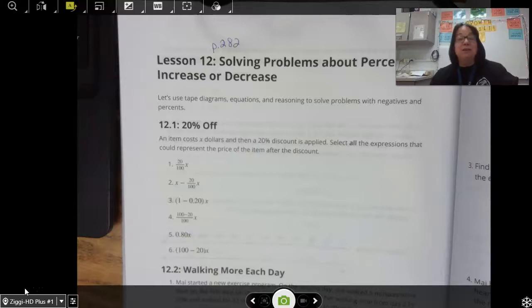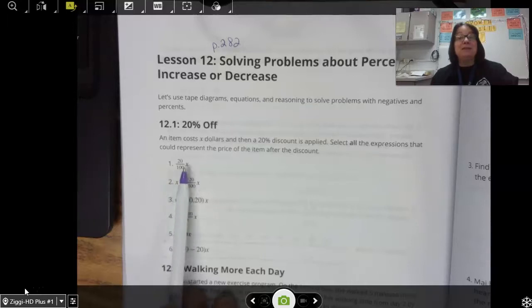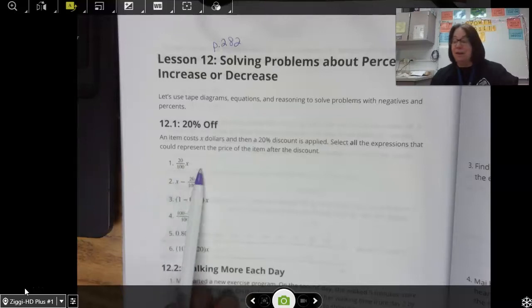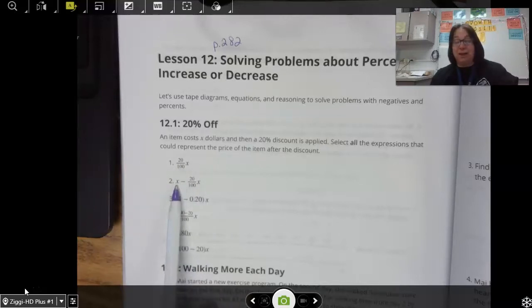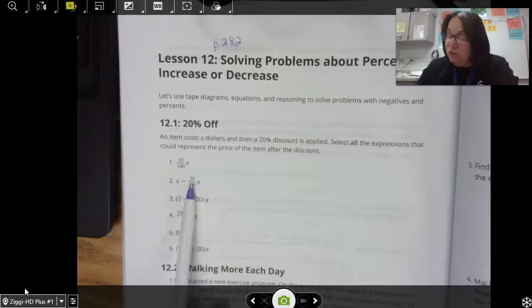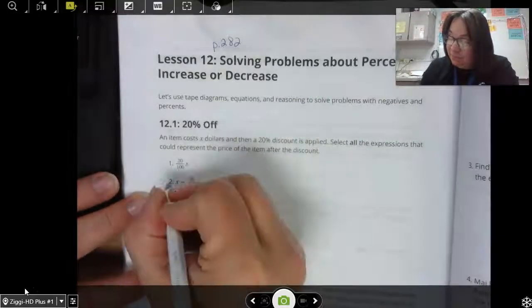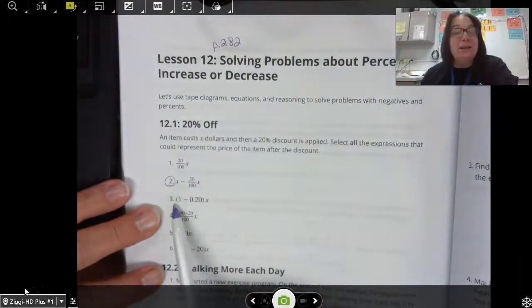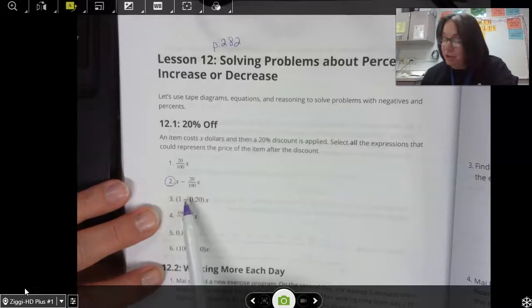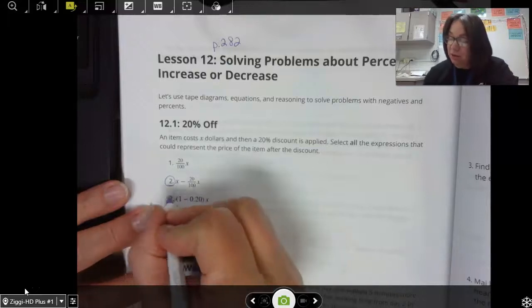Okay, so a 20% discount. Well, if I just take 20% of the price, that's the amount of the discount, but it wouldn't be the price of the item after the sale. But if I take the price, which is X, and subtract 20% of it, then yes, number 2 would be one that would represent. And isn't number 3 the same thing as number 2? I've just used the distributive property to take the X out, and then I have 1 minus 20 hundredths, which is 0.2. So 3 is the same as 2.